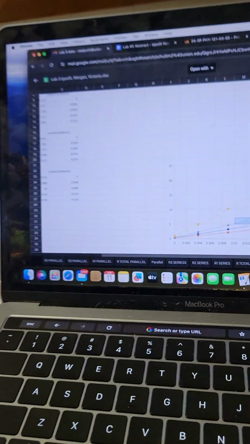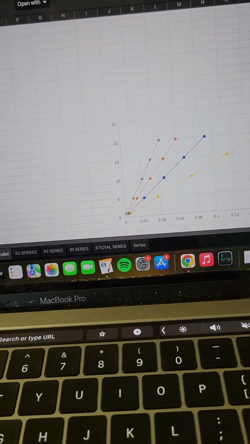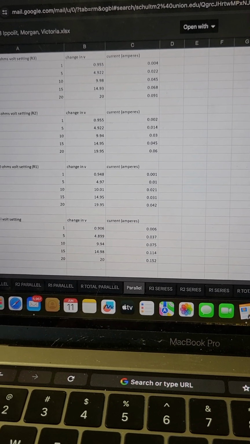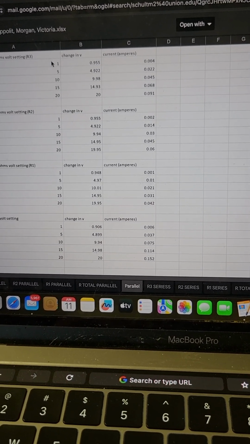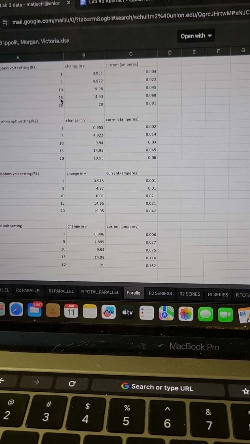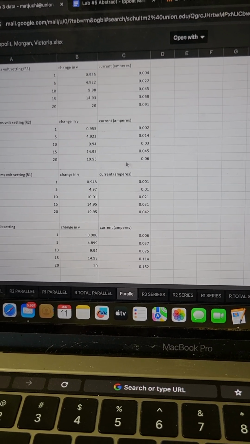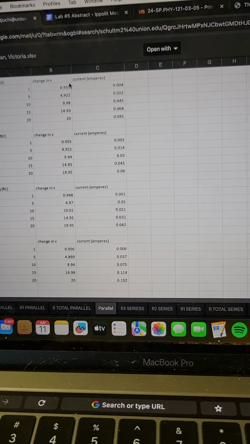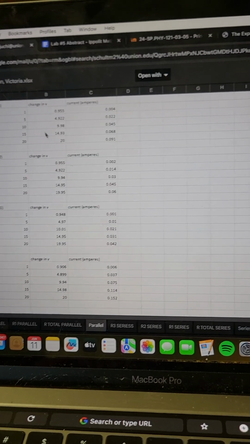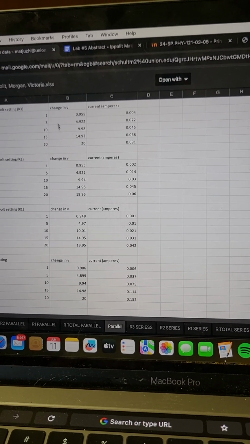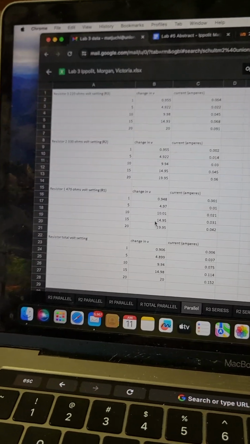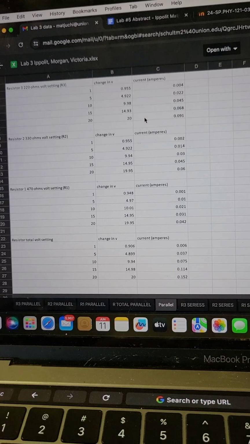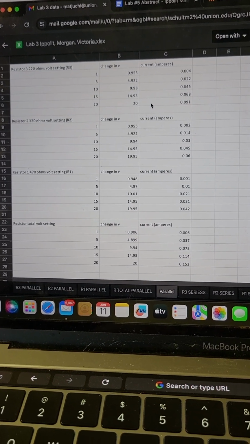Now moving on to our resistors in parallel, we did a similar thing where we measured all three of the resistors at various voltage settings of 1, 5, 10, 15, and 20 when they were arranged in parallel. And as we see now, the current does in fact change, while the change in voltage actually remains pretty much equal for all of these. So it's like the inverse of what happened when they were in series.